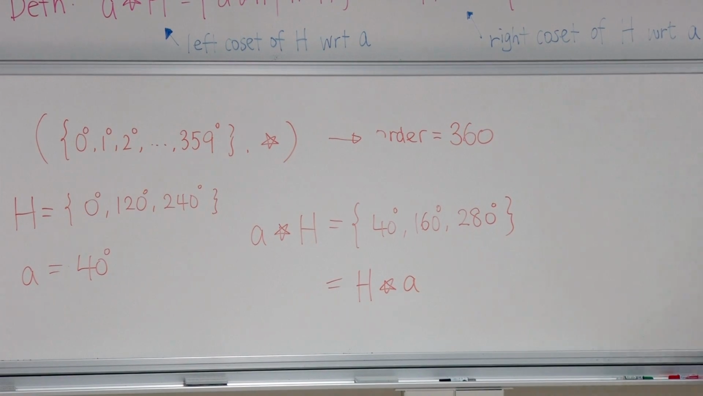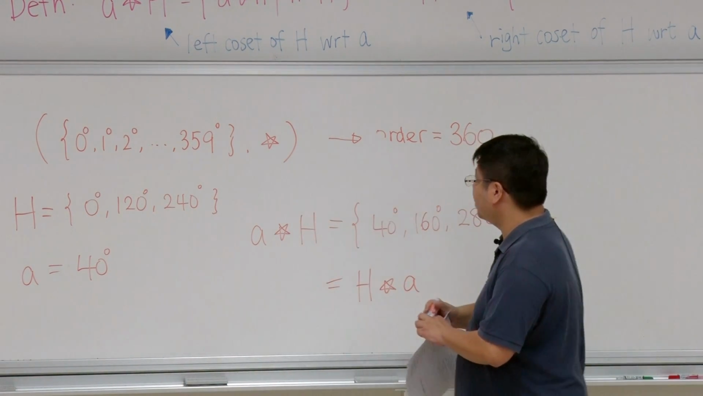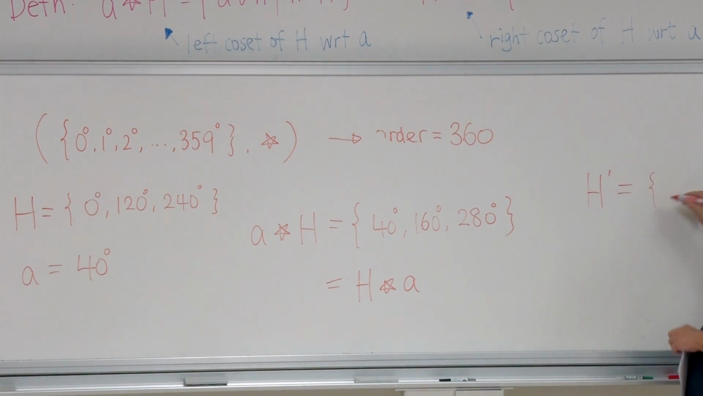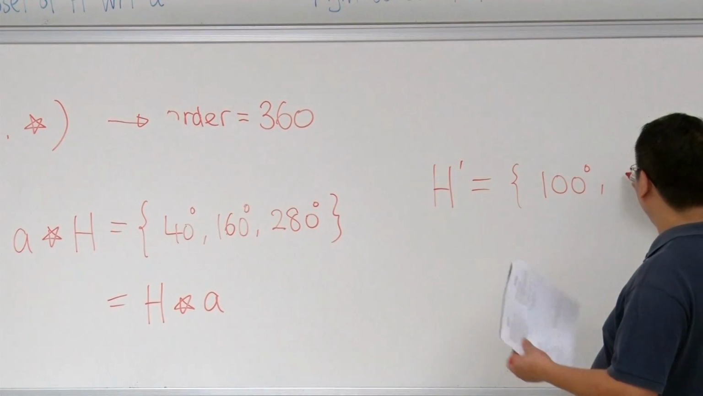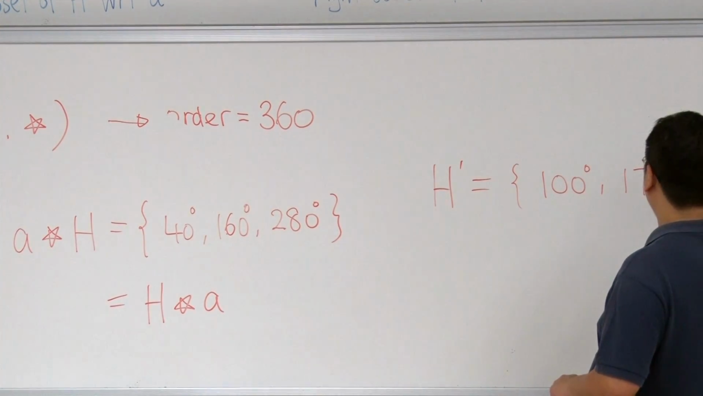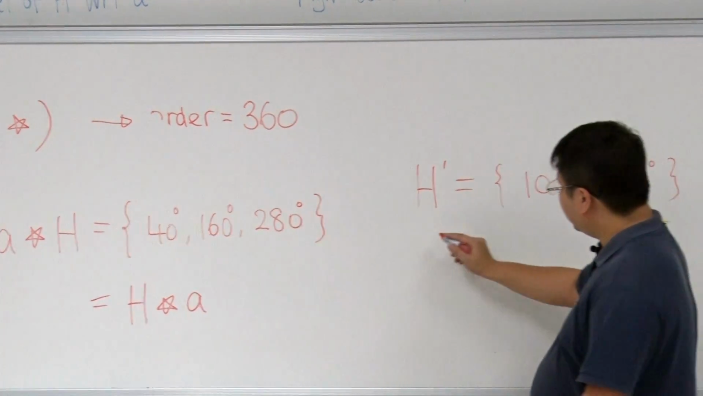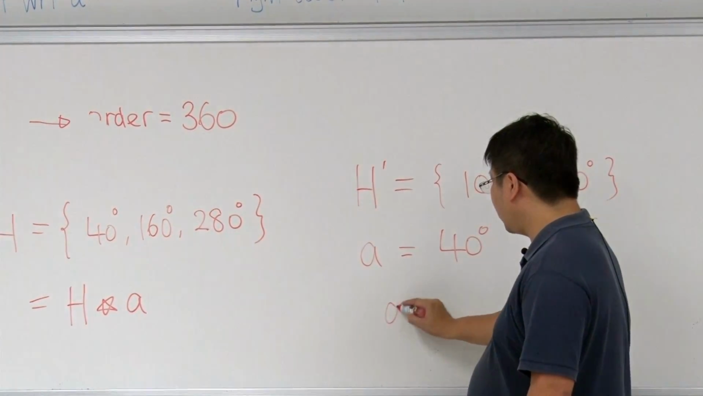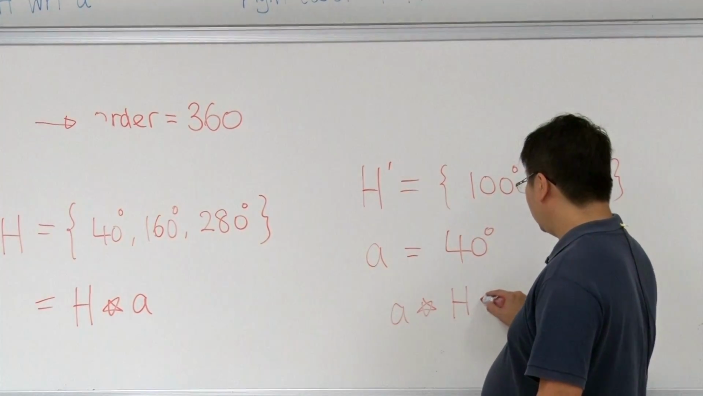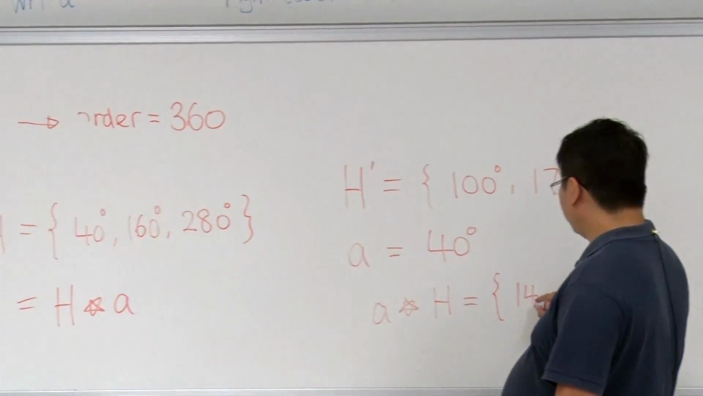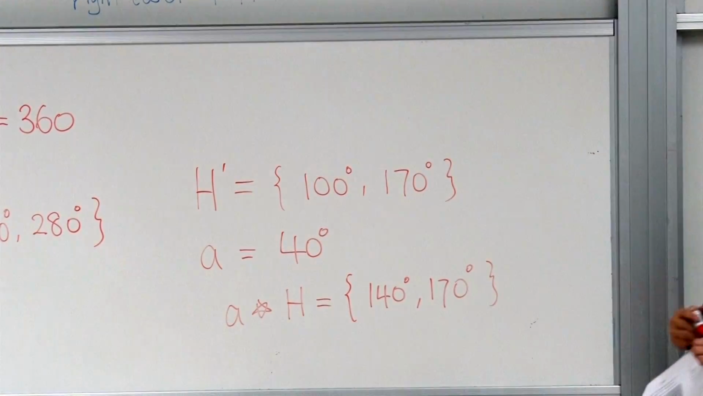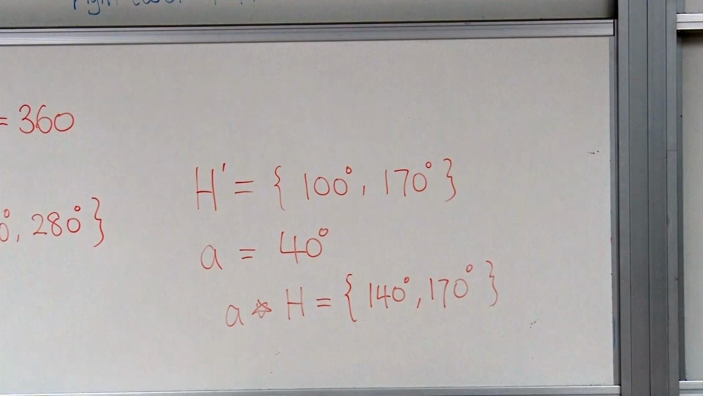Good. So you can have a different H. Let's say you have a different H prime. Let's say you can have something like 100 degrees, 170 degrees, something like this. And then you have another A. Let's say you use 40 as well. Then this time you can have A star H equal to 140 degrees and then 170 degrees. Is that okay? So this is the definition of coset.